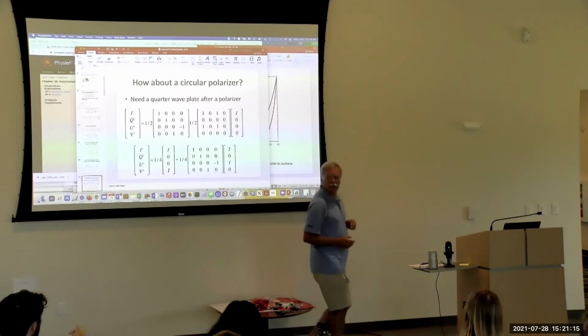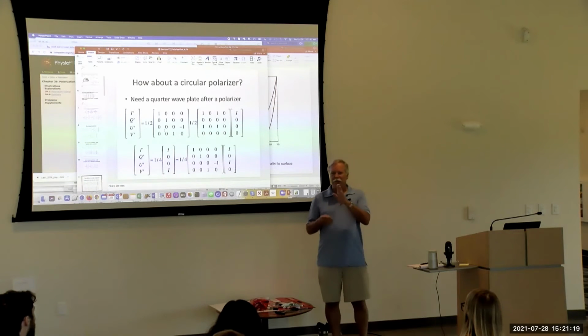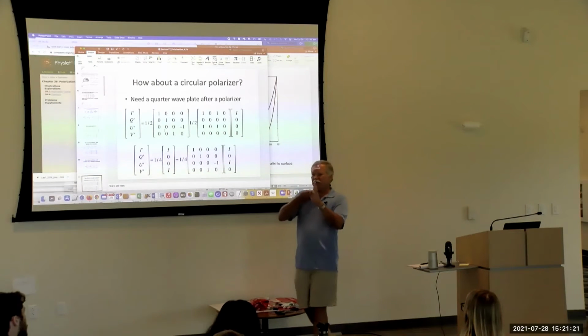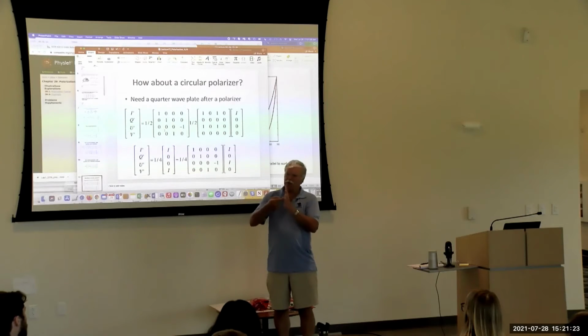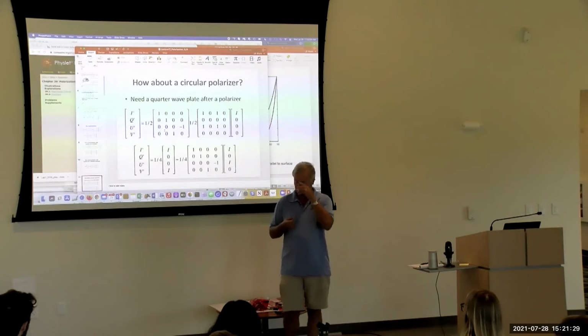Is the quarter wave plate just like slowing down light? Its index of refraction is different in one plane direction versus the other. So it slows, by a tiny bit, yeah, one direction goes through faster than the other direction.